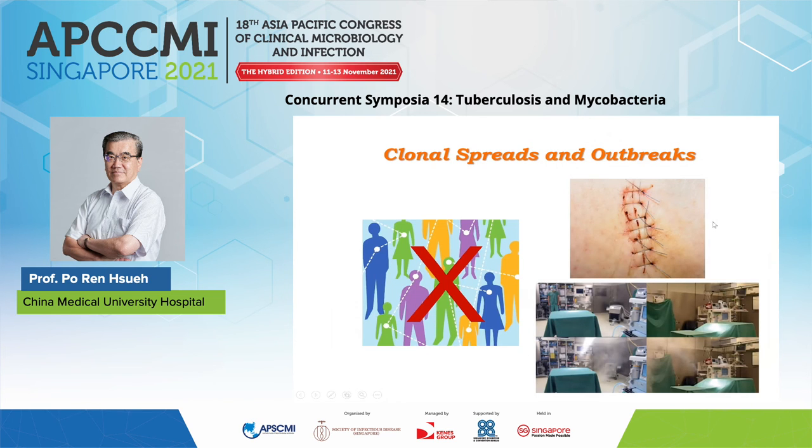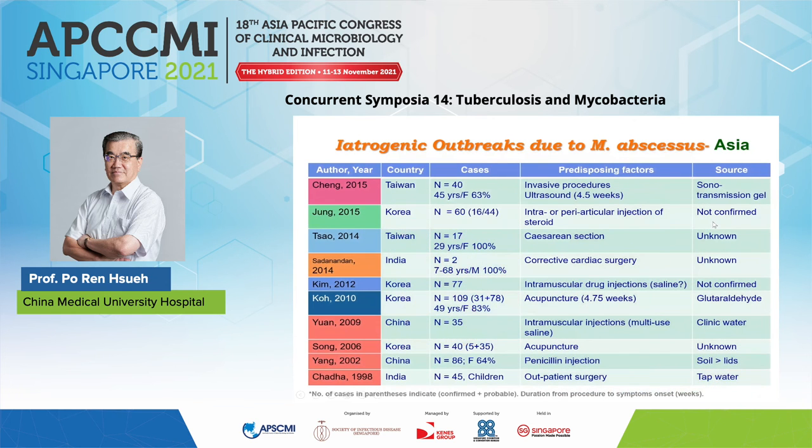And finally, I would like to share some interesting parts of the clonal spread and outbreaks related to NTM. This is the summary of iatrogenic outbreaks due to mycobacterium in Asia. You can see from 1998 to 2015, a lot of countries reported iatrogenic outbreaks related to abscessus, and the predisposing factors were invasive procedures and surgery, drug injection, acupuncture, intramuscular injection, penicillin injection, and outpatient surgery. These iatrogenic outbreaks caused different numbers of cases with mycobacterium abscessus infection.